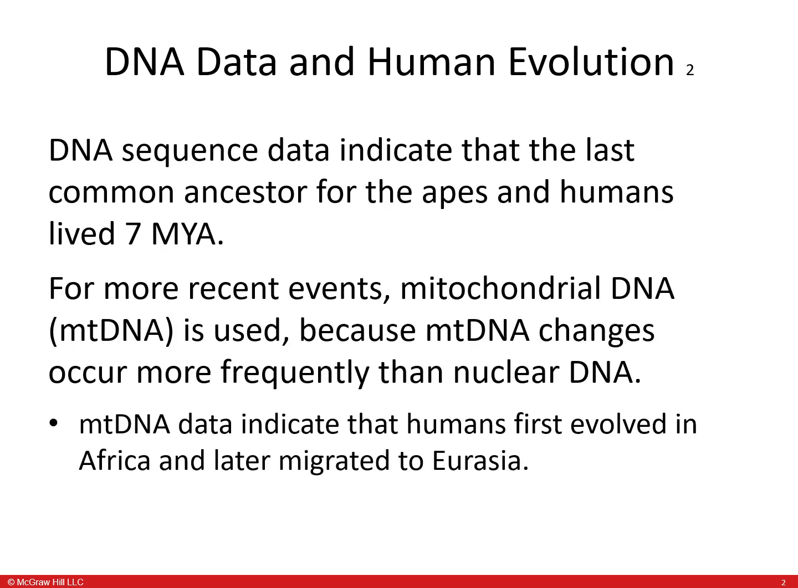DNA sequence data indicate that the last common ancestor of the apes and humans lived 7 million years ago. For more recent evidence, mitochondrial DNA is used, because mitochondrial DNA changes occur more frequently than nuclear DNA. Mitochondrial DNA indicates that humans first evolved in Africa and later migrated to Eurasia.